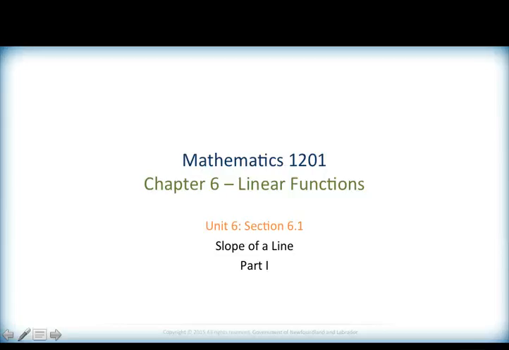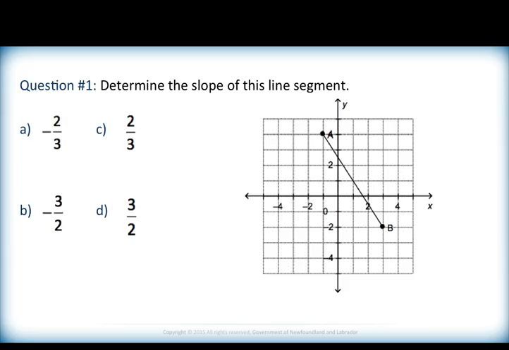In this lesson, we will look at questions from Unit 6, Section 6.1, Slope of a Line. Question 1. Determine the slope of this line segment.